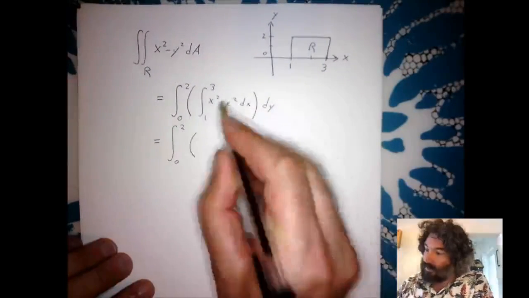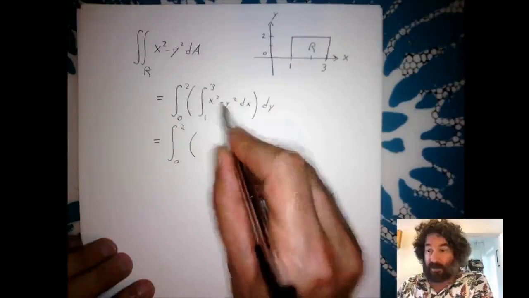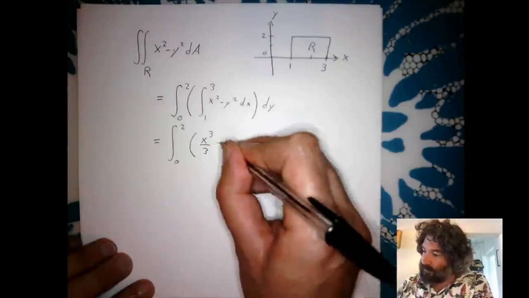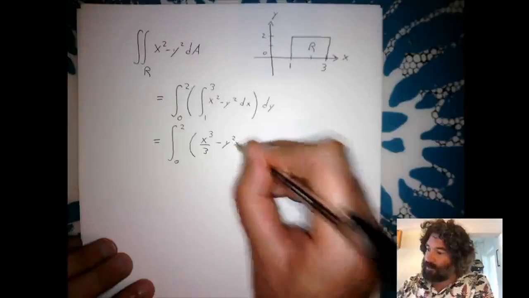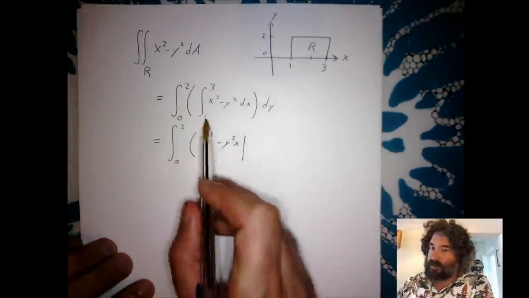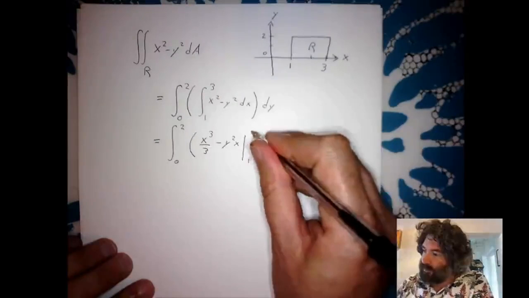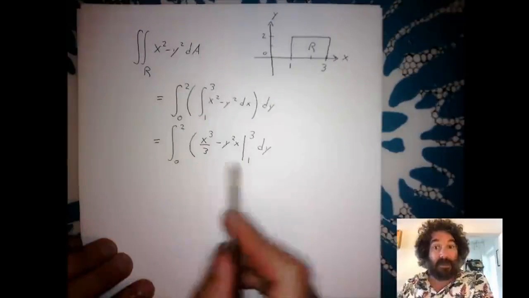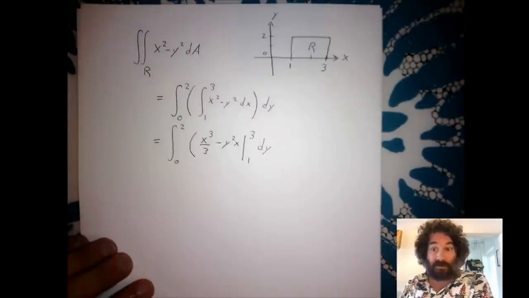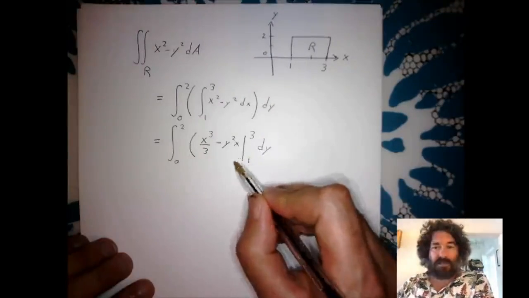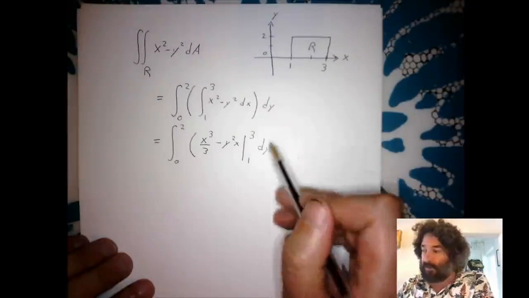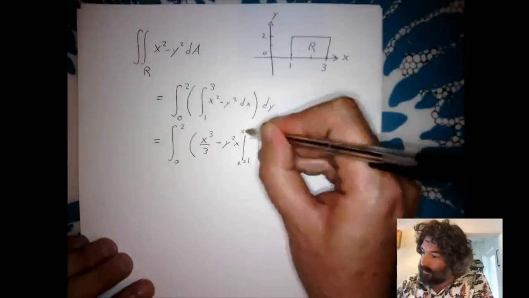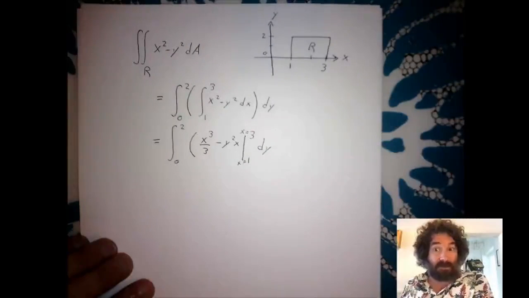And so when we find the indefinite integral of x squared minus y squared with respect to x, we get x cubed over 3 minus y squared times x, and the limits here from 1 to 3, and we still have this dy to indicate that the outer integral is with respect to y. There's potential for confusing the limits x and y here, so maybe we want to say that these limits are with respect to x, from x equals 1 to x equals 3.